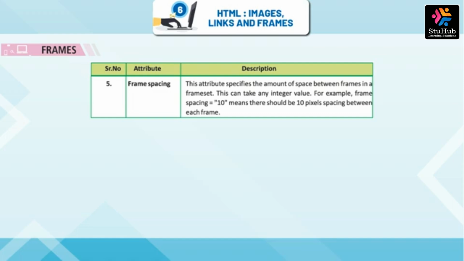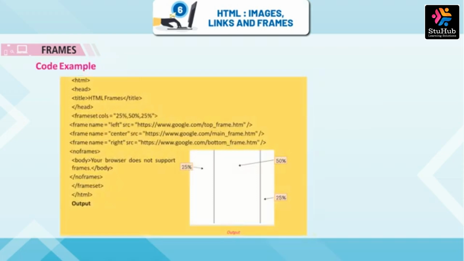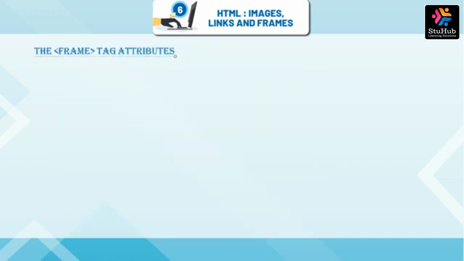5. Frame spacing. This attribute specifies the amount of space between frames in a frame set. This can take any integer value. For example, frame spacing equal to 10 means there should be 10 pixels spacing between each frame. Code example. The frame tag attributes. The following are the important attributes of the frame tag.